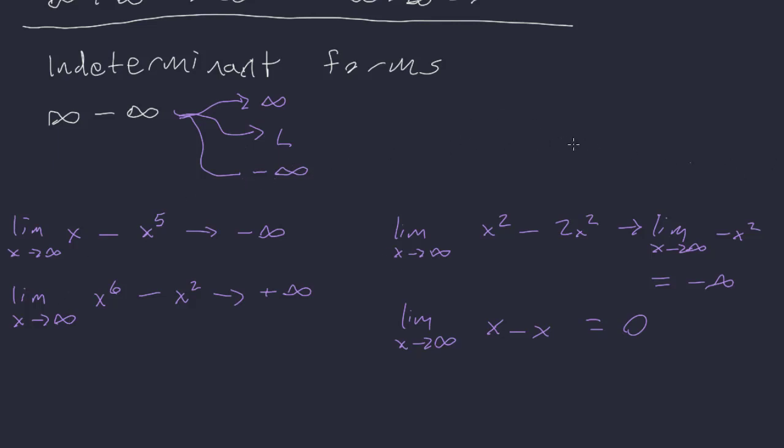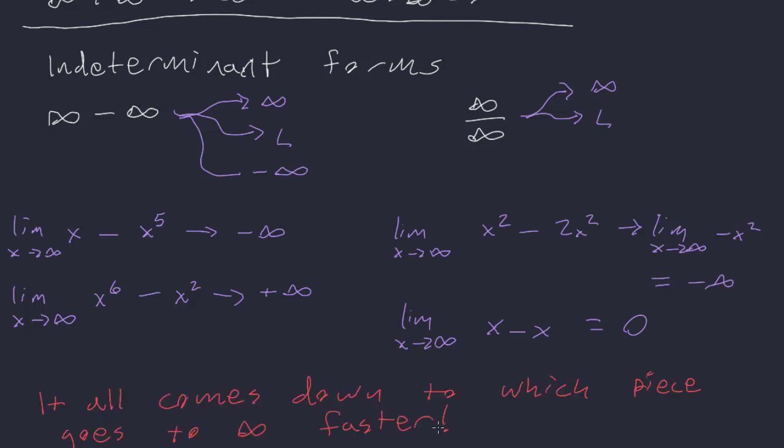Okay. Then the other indeterminate form is infinity over infinity. Okay, and that similarly can be anything. That could end up being infinity. It could end up being some number. Okay, so this really comes down to which piece is going to infinity faster. So for example here, x to the fifth goes to infinity way faster than x does, so it takes over and gets us down to negative infinity. However, x to the sixth goes to infinity faster than x squared, so it's the one that takes over and leads us to positive infinity. Okay? So that's really what it comes down to, which piece goes to infinity the fastest.